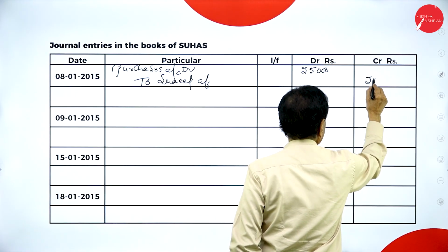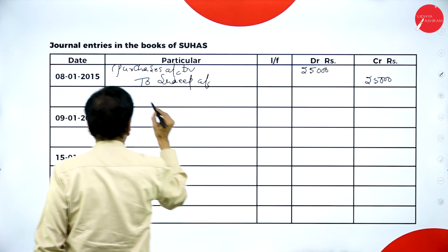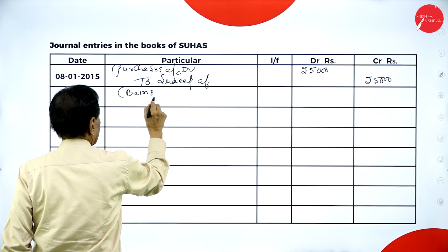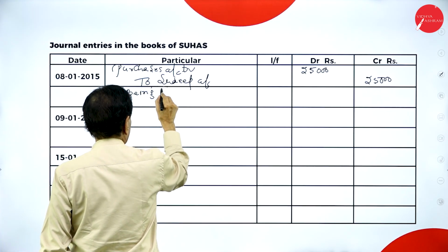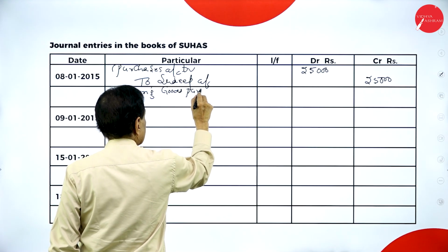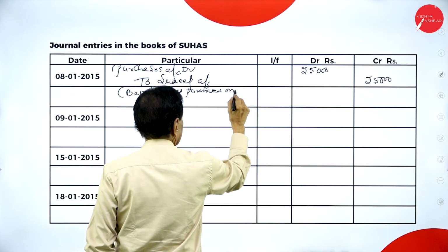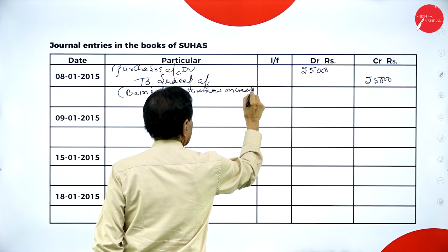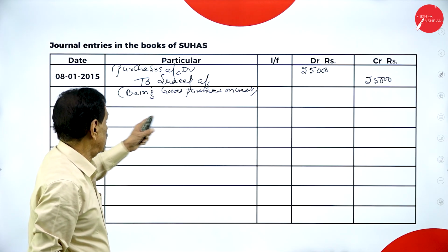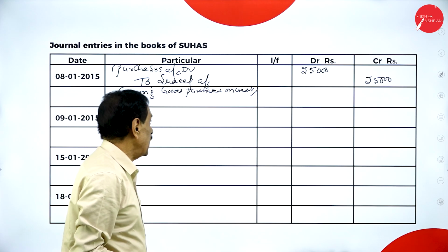$25,000, being goods purchased on credit. Sudeep becomes a creditor, goods is coming in, purchases account debtor to Sudeep account. So that is on 8th.